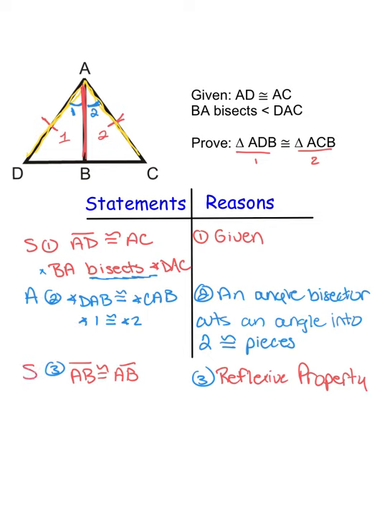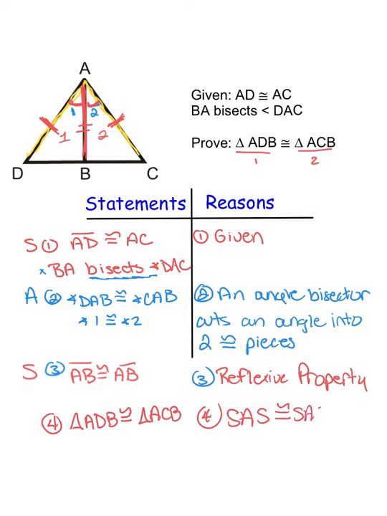And now again, if I look at the 2 triangles that I have, and I look at what I marked, I have enough information to say that those 2 triangles are congruent by side, angle, side. And triangle 2, again, I have a side, an angle, and a side. So side, angle, side is congruent to side, angle, side.